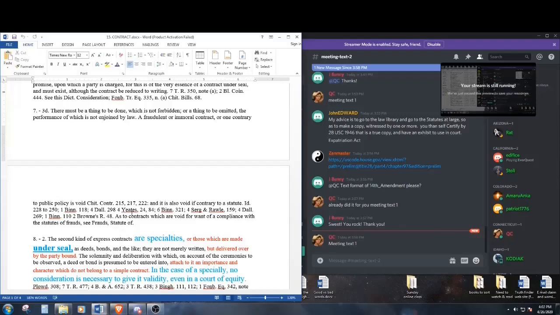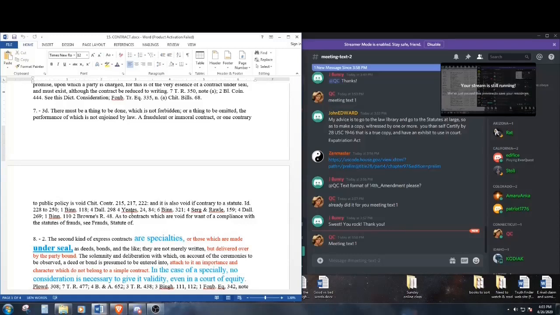The second kind of express contracts are specialties, or those which are made under seal as deeds, bonds, and the like. They are not merely written, but delivered over by the party bound. Solemnity of the ceremonies to be observed, a deed or bond is presumed to be entered into. That's where we say that if they're going to administer any aspect of the estate, they have to put up a bond as a trustee.